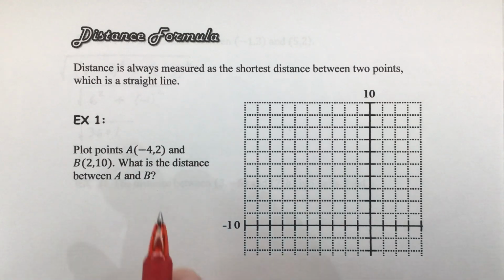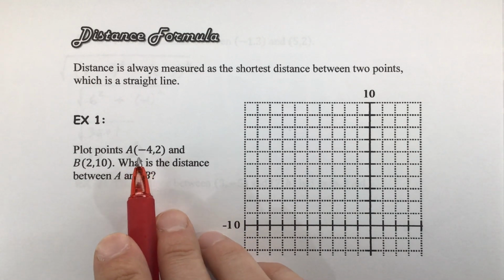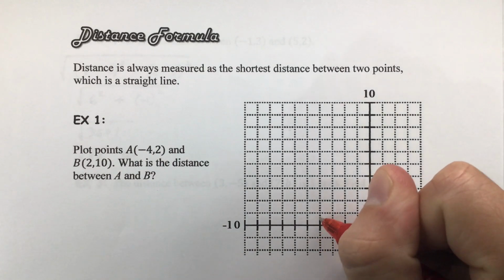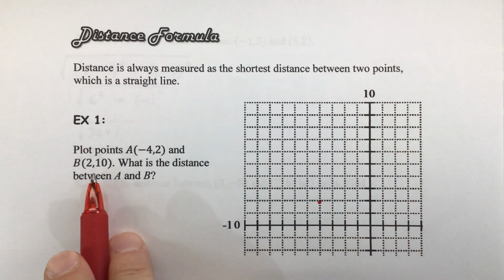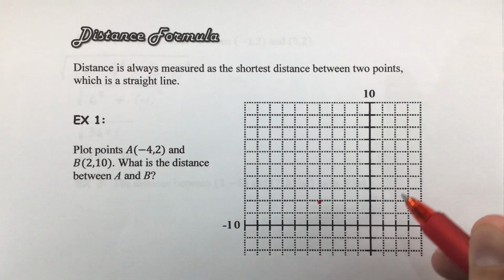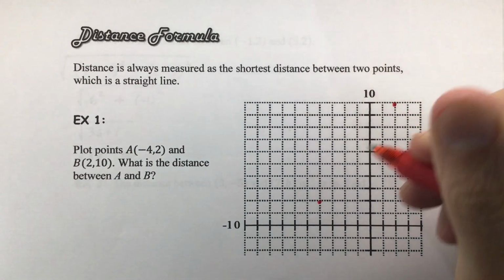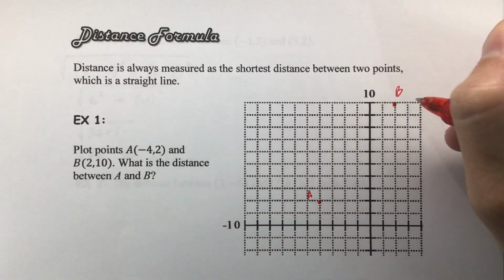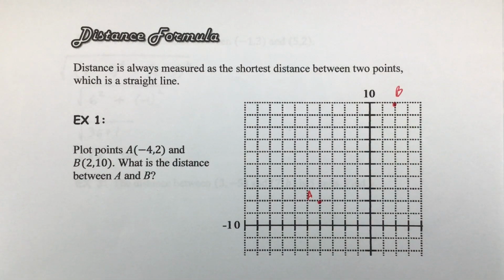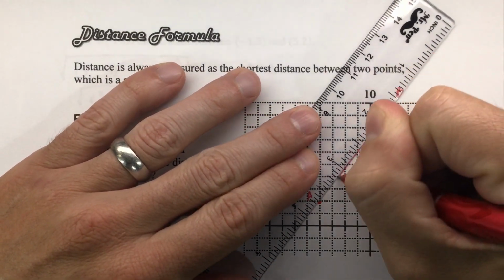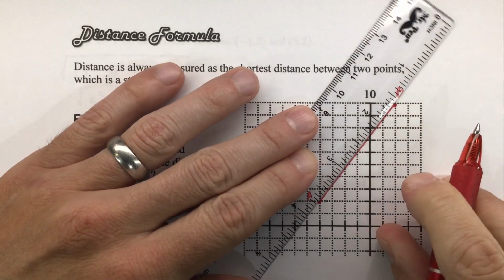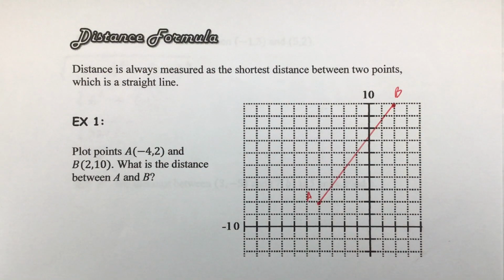Okay, so we're going to go ahead and plot these. We got -4 and 2. That means we're going to go back 4 and up 2. And we also have 2, 10. So we're going to go to the right 2 and up 10. So these are our 2 points. We got A, we got B, and we're going to go ahead and connect those. And our goal here is to figure out what the length of that segment is.